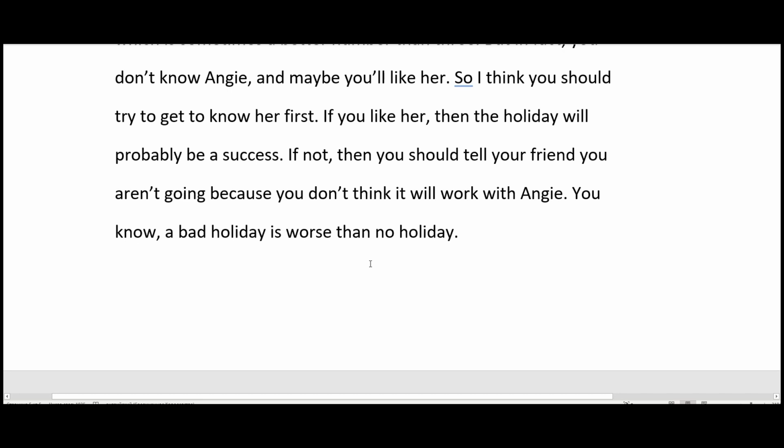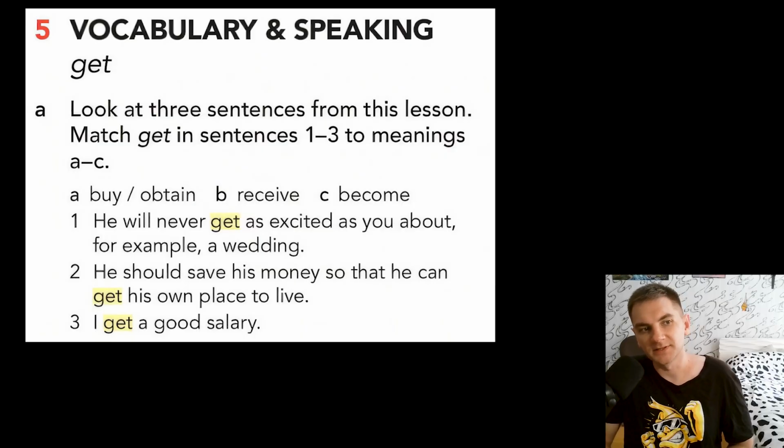Что ж, надеюсь, что-то прояснилось. Теперь идем дальше. Number 5. Vocabulary and speaking. Get. A. Look at 3 sentences from this lesson. Match get in sentences 1 to 3 to meanings A to C. A. Buy, obtain. B. Receive. C. Become. Number 1. He will never get as excited as you about, for example, a wedding. Number 2. He should save his money so that he can get his own place to live. Number 3. I get a good salary.